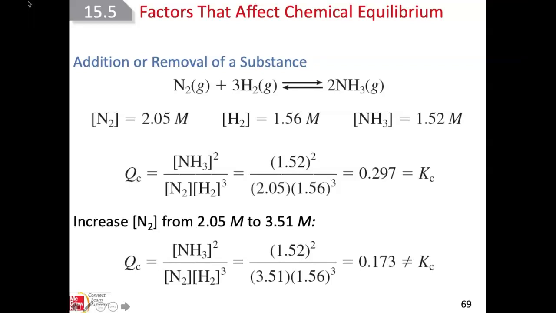So the first case is addition or removal of a substance. Take a look at this reaction. This is the Haber process, formation of ammonia gas. They give us the concentration of all the species. We will write down the Qc expression, substitute the values given, and we will find the Qc equals 0.297, which is equal to the Kc.